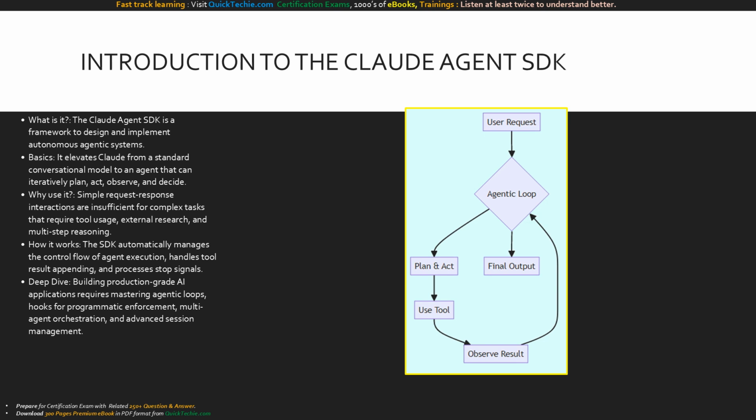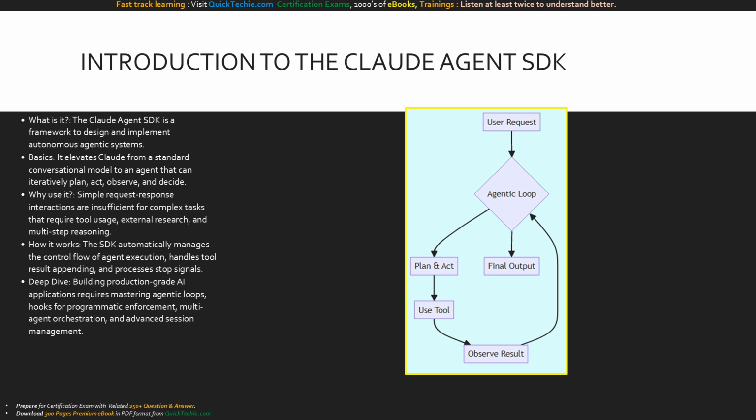At its core, the SDK provides the architecture to transition from a simple request and response chatbot into a fully autonomous agentic system. Why is this critical? Because real-world workflows require an AI that can plan a strategy, take actions using tools, observe the results, and make independent decisions to proceed. The SDK handles the heavy lifting of this control flow automatically. As we dive deeper today, we will explore the foundational pillars of production-grade agents, including orchestration, session state, and programmatic hooks. This diagram illustrates the core conceptual shift.